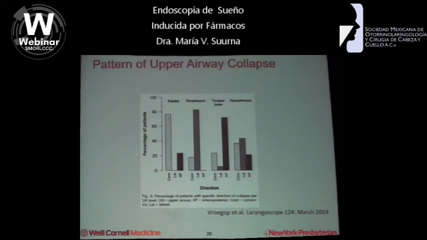And then the oropharynx is most commonly lateral collapse, and in terms of the tongue, you will probably see more anterior posterior collapse in these patients, which makes sense. And as far as the hypopharynx is concerned, again, lateral collapse is a bit more prevalent in patients with sleep apnea.